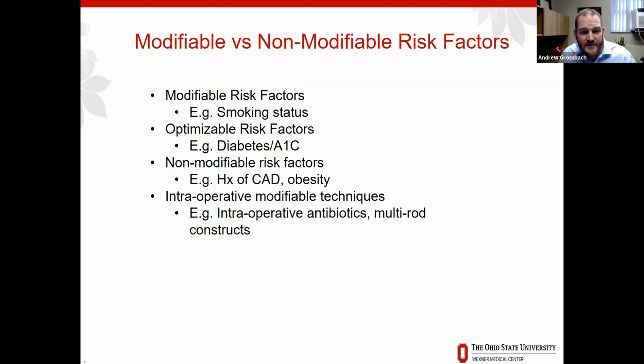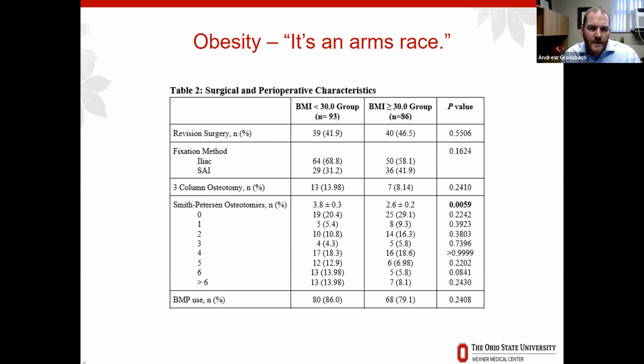And then there's intraoperative techniques that you can change. So are you going to do something different during surgery to reduce the chance of complications? Are you going to use intraoperative antibiotics like vancomycin powder to reduce infections? Are you going to use multi-rod constructs to reduce rod fracture rates? Those are all things you can do intraoperatively to help limit your complications. I'm going to quote a mentor of mine.